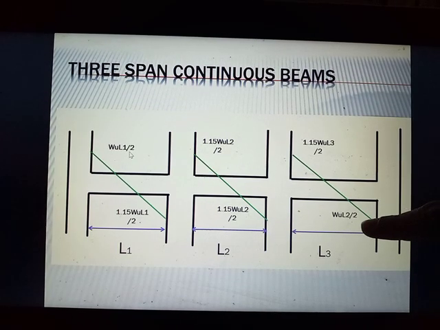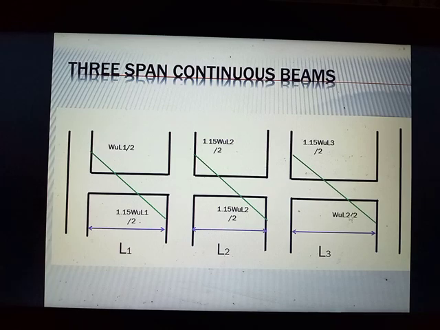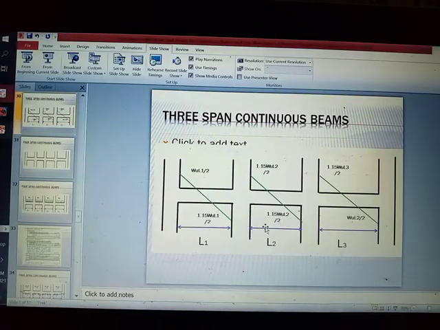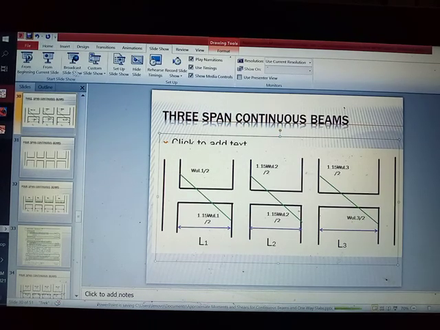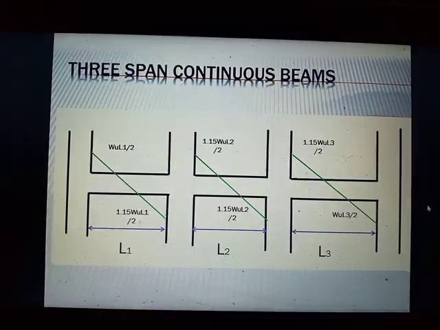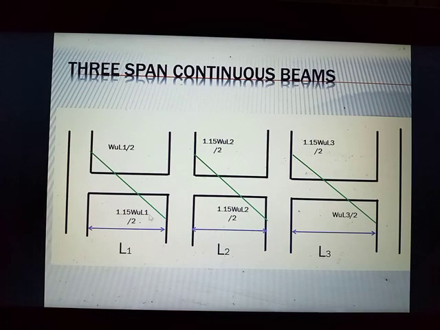So here we use L3. Sorry, this is supposed to be L3. May I correct myself. So this is supposed to be L3. L1, L1, L2, L2, L3, L3.